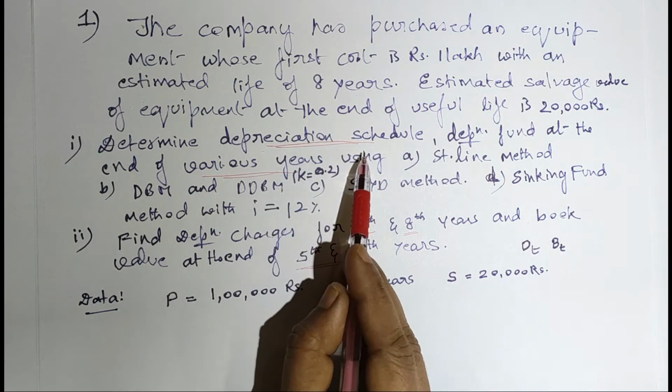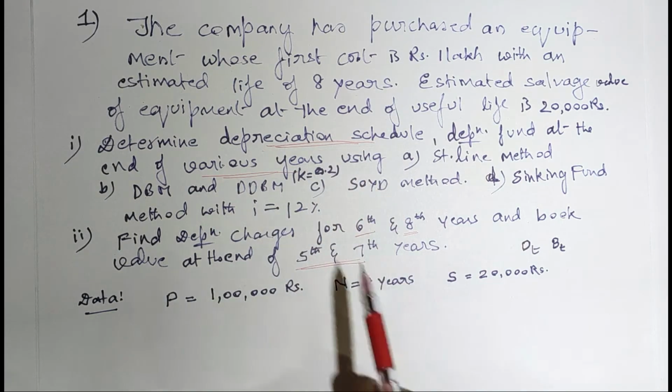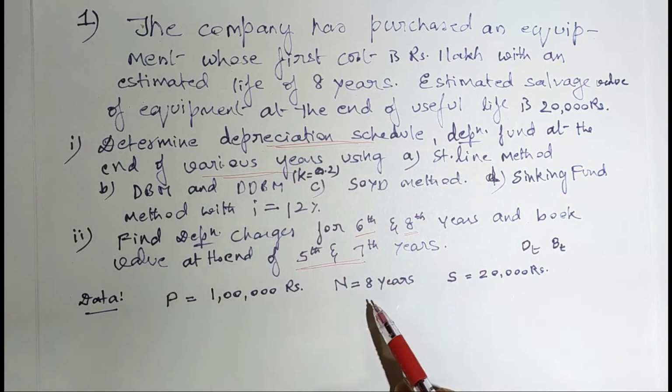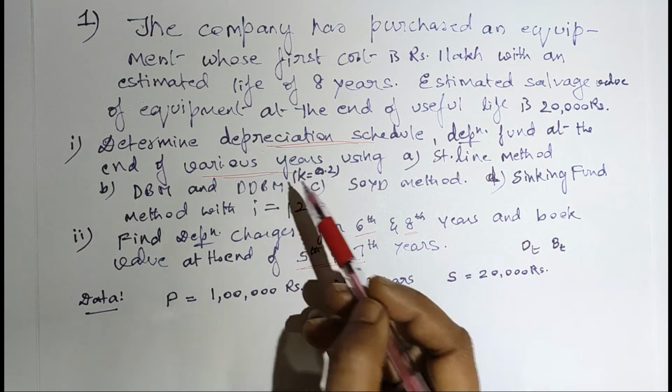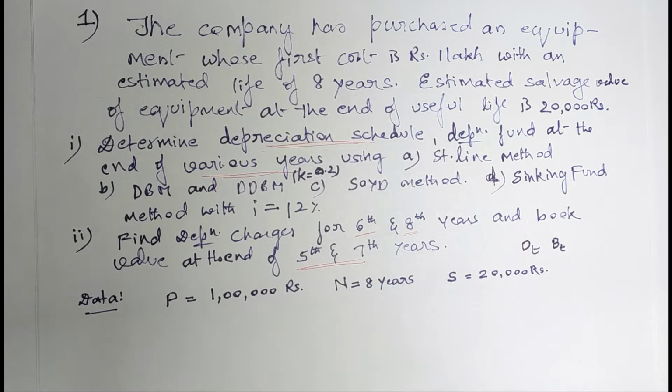Only depreciation schedule, even if they ask, all the years. Various years, if they ask, also all the years. Or both of them, like in this question, both are asked, then also all the years. So now let us see the problem in the table form.